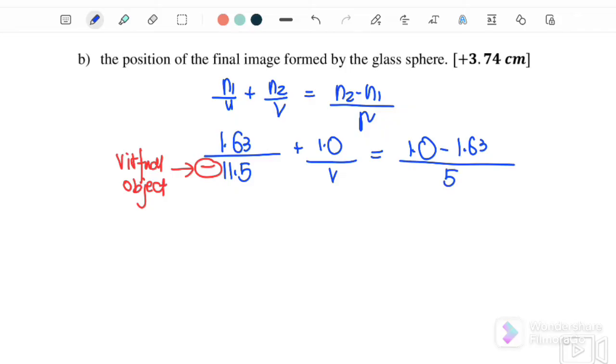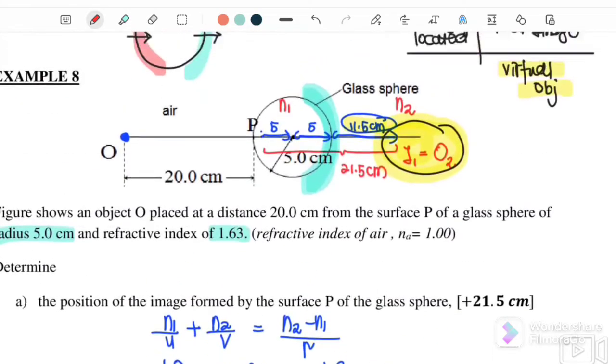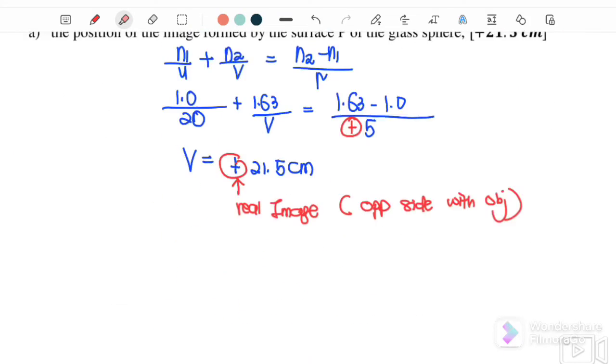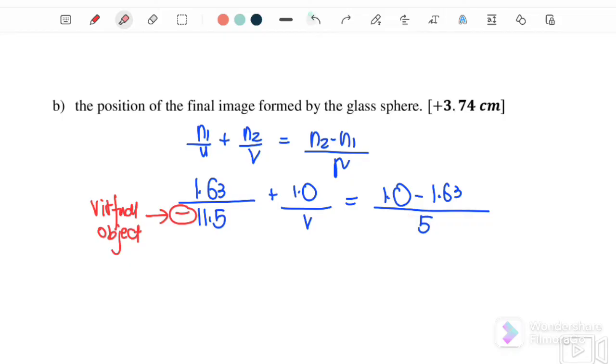So again, when you want to substitute the radius, you must refer back. Now our refraction is from the glass sphere to the air. This is the refractive surface, and we view from left to right, therefore this is a concave surface. So we must substitute negative here because this is a concave surface. Therefore the final image formed, V2, equals positive 3.74 cm.